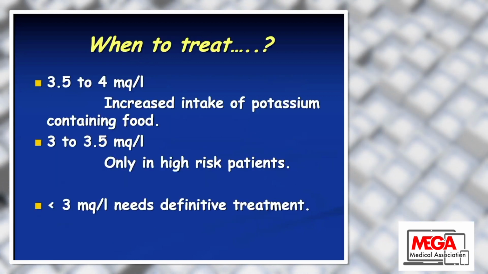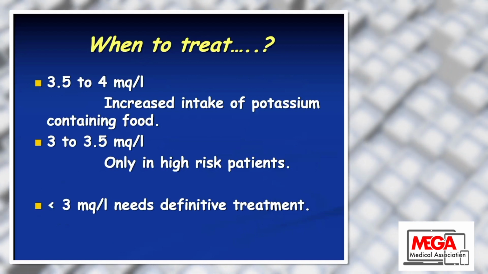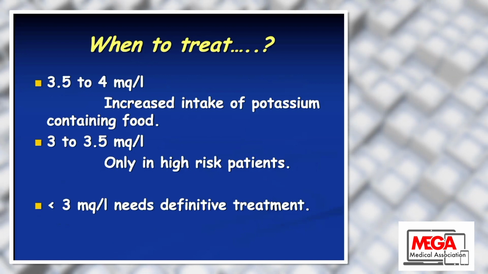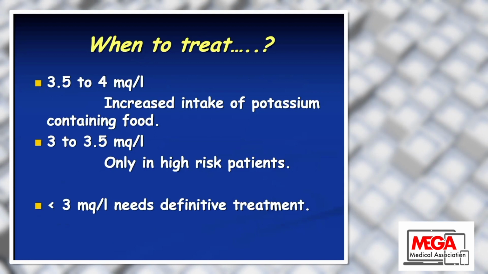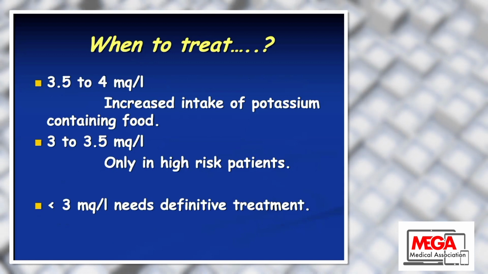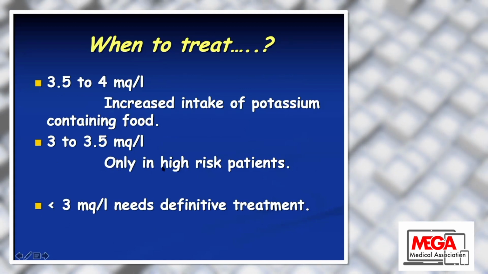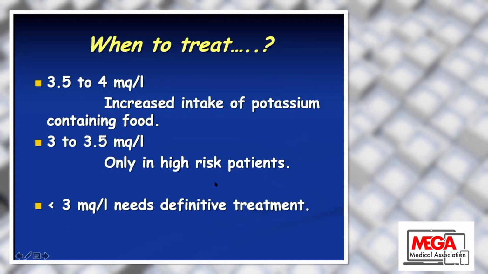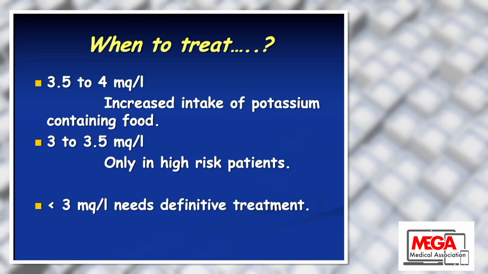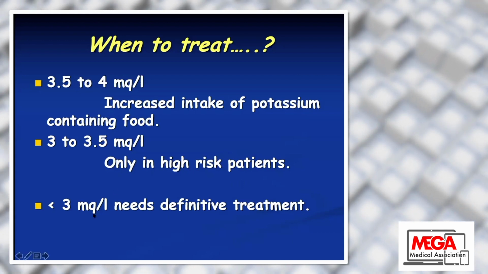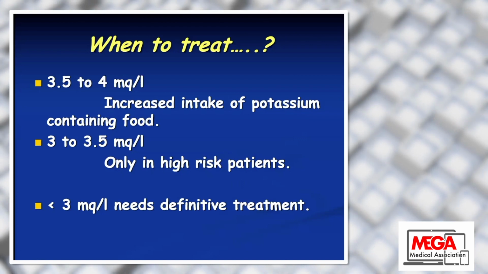When to treat? When potassium is 3.5 to 4, only increase the potassium-containing food such as banana, orange, and potatoes. If it is 3 to 3.5, only in high-risk patients, in patients with myocardial depression, hypotension, or arrhythmia, we should start treatment. If below 3 milliequivalents per liter, we need definite treatment.